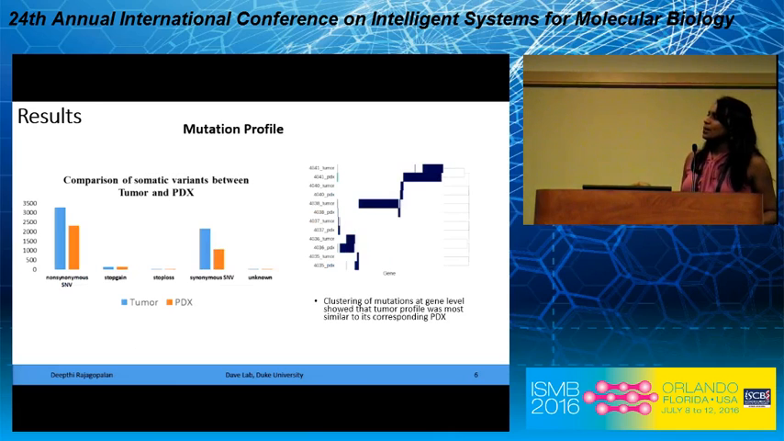Then we wanted to compare the somatic variants found between tumors and PDXs. So this plot shows you the counts of the different types of variants that were found. So this is the count of non-synonymous mutations, synonymous variants, and some stop gains and unknowns. So we also wanted to cluster these mutations. So when we did a hierarchical clustering at gene level, we saw that the tumor profile was more similar to its corresponding PDX.